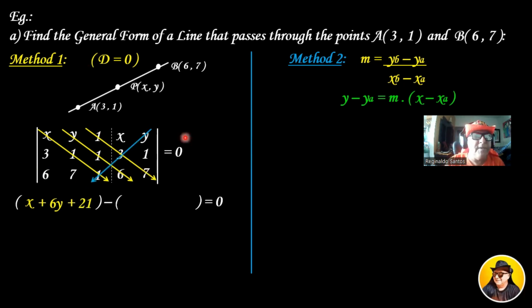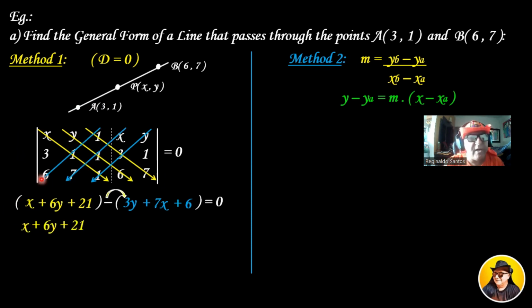Let's do y times 3 is 3y, times 1 is 3y. Now another secondary diagonal: x times 1 is x, times 7 is 7x, plus 7x. And the last one: 1 times 1 is 1, times 6 is 6, so plus 6. Now let's take off the first parenthesis. And now minus times plus 3y is minus 3y.